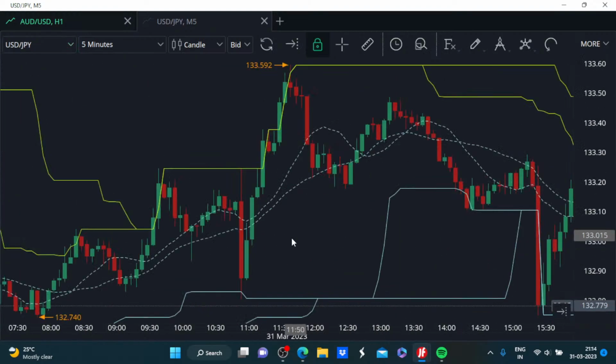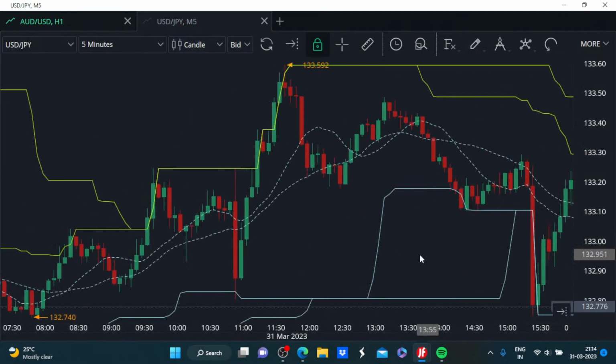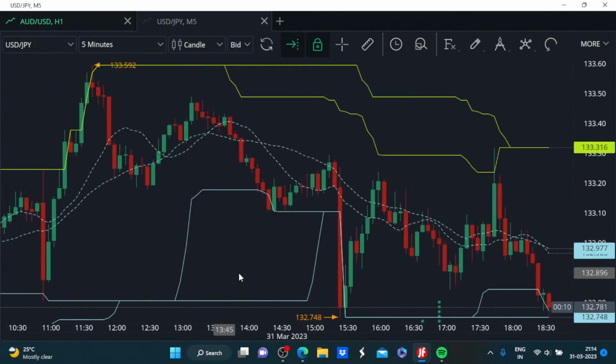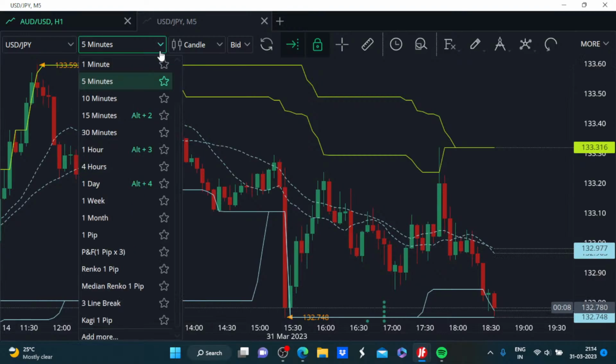JPY was looking bearish earlier in the day. Right now it is simply in a consolidation phase with slight bias still on the bearish side.